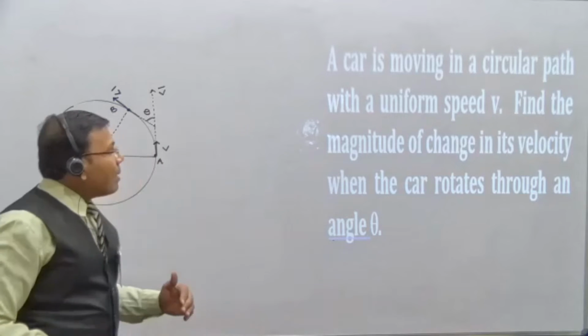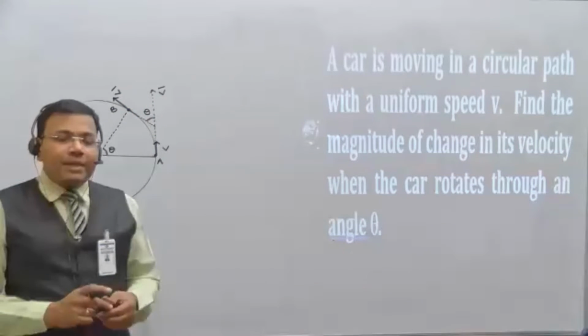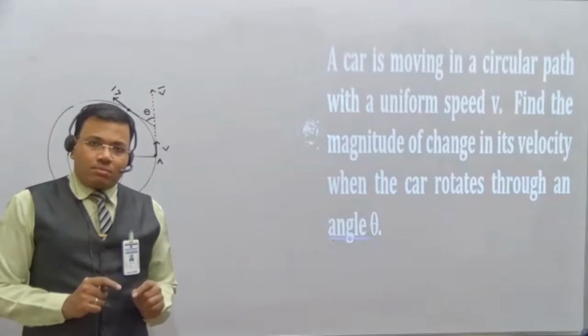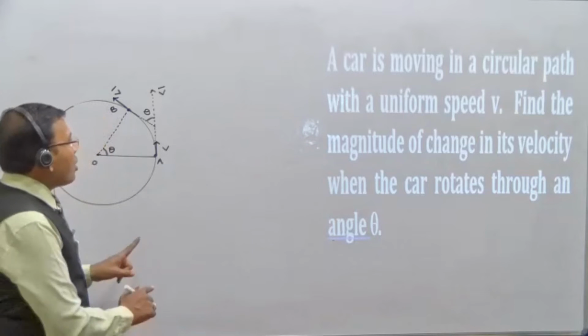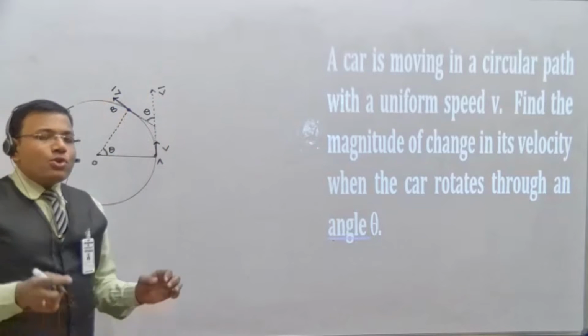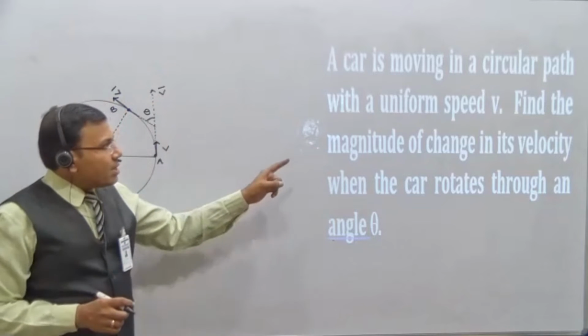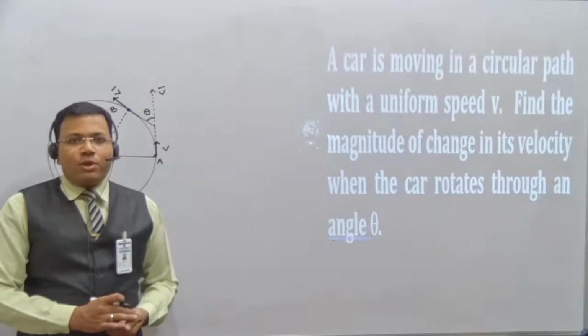See, what I am saying here, son: if you take the initial value v and the final value also v, then what is the change? Zero? No, it is not zero. The reason is they are not in the same direction. One direction is like this, other direction is like this. So saying that the magnitude of change in its velocity is zero is meaningless. So how do we find it? Let's see.